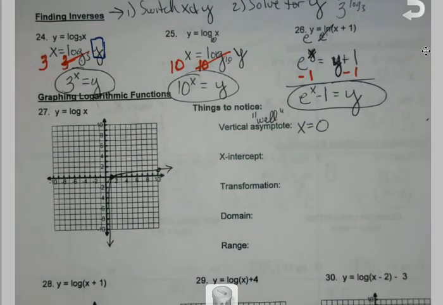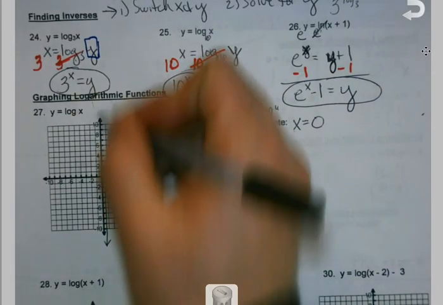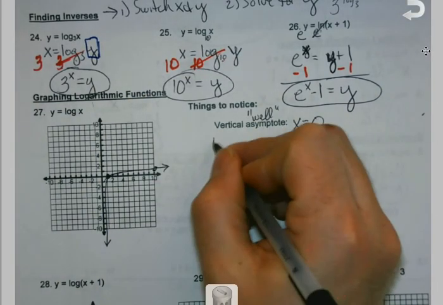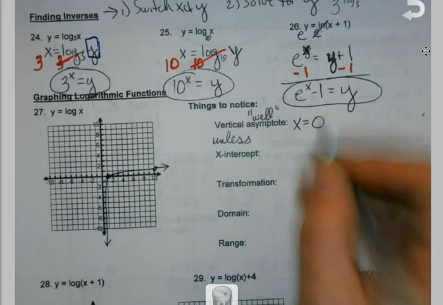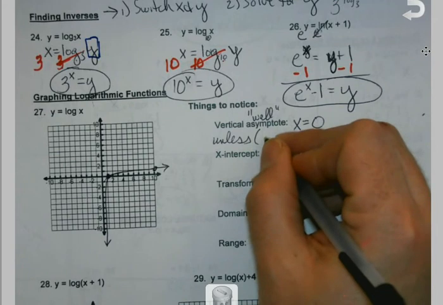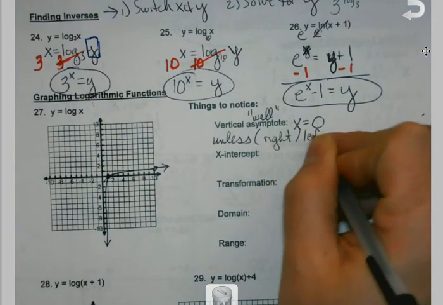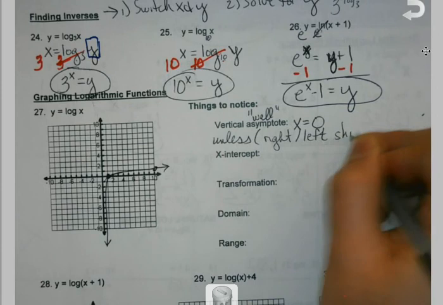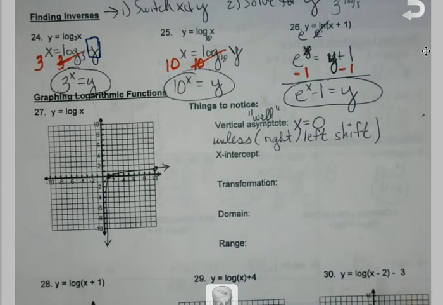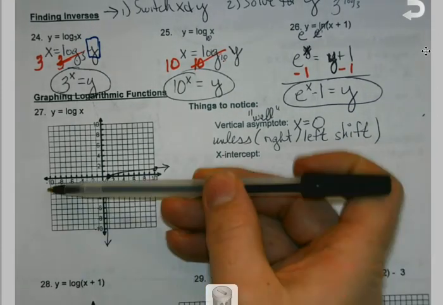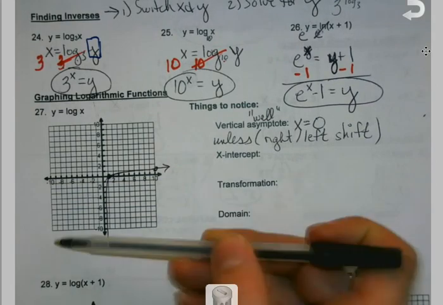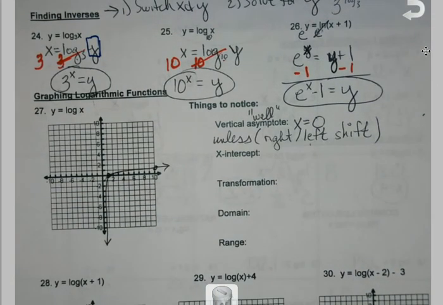Because you'll be asked for asymptotes, it'll always be x equals 0, because that's what this line is, unless, and we'll talk about this part tomorrow, you have a right or left shift. It's just the opposite of what we were doing. Because last time, the only time our range moved is if we shifted up or down. Now it's turned into left to right when it's a log. Okay.